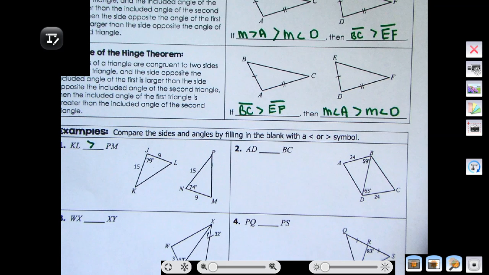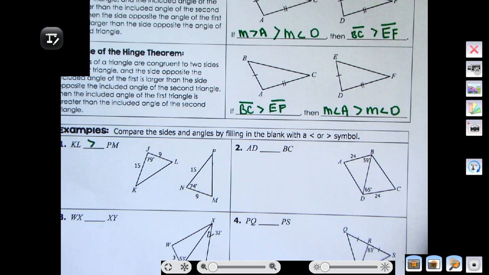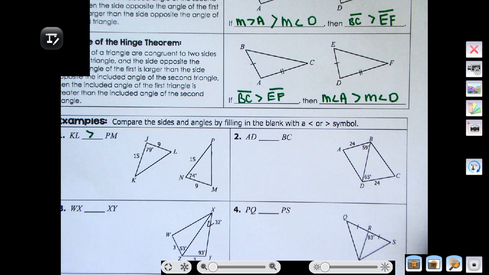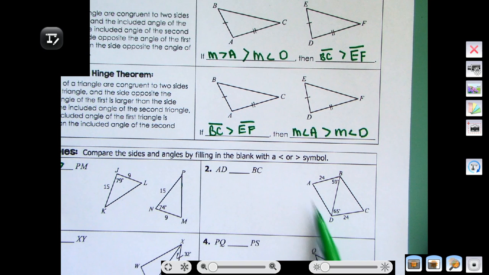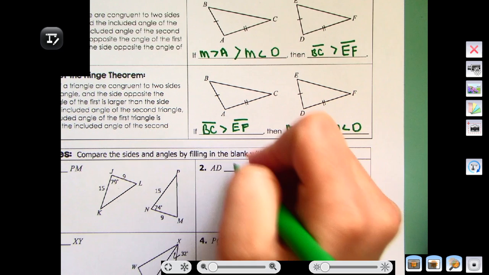And we're actually just going to be comparing these side lengths and angles throughout. So let's look at number 2. It says we're going to compare AD, so this one right here, with BC. So we basically want to look at the angle that is across from it. So like this one, you have 59 degrees across from it, that's AD, and then you have 65 degrees across from it is BC. So which one would be bigger? The one that's across from 65. So BC would be bigger.